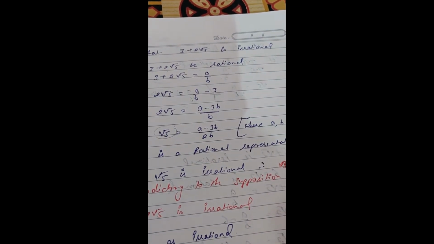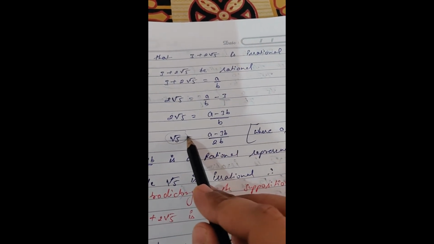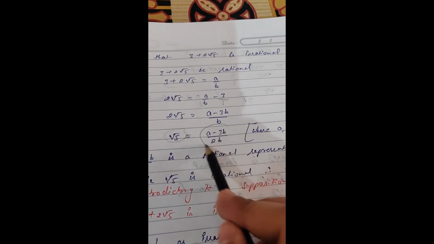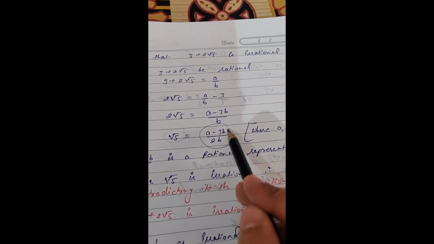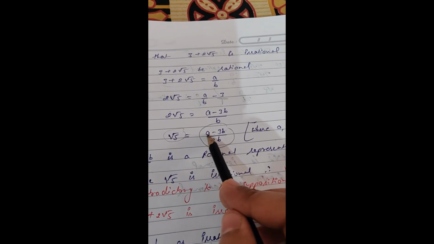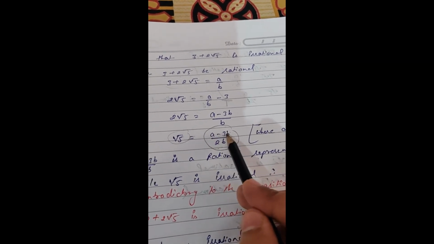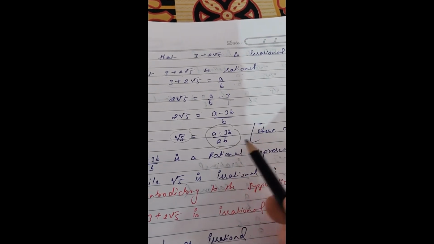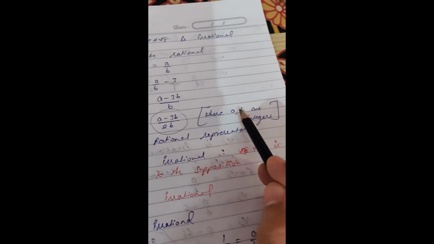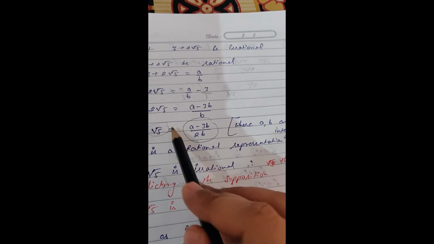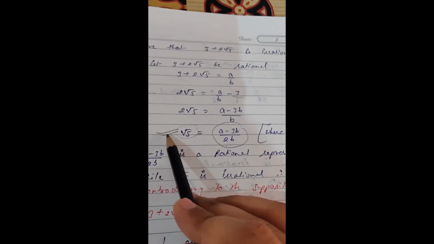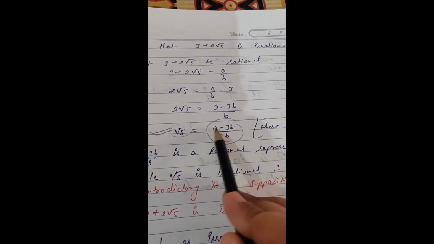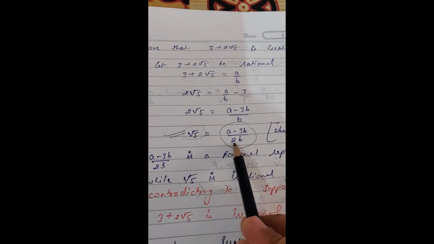It implies that root 5 is a rational number because it has been represented in the form of a minus 3b upon 2b. Because a is an integer, b is an integer, so you are subtracting integers, you are dividing by an integer, so you must be getting some integral value where a and b are integers. Thus by this expression or equation, root 5 is a rational number.